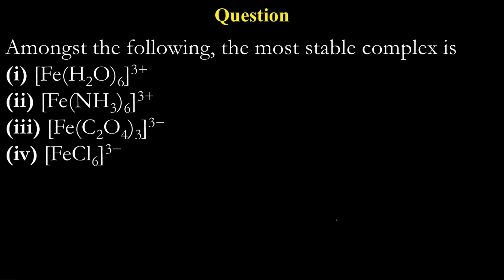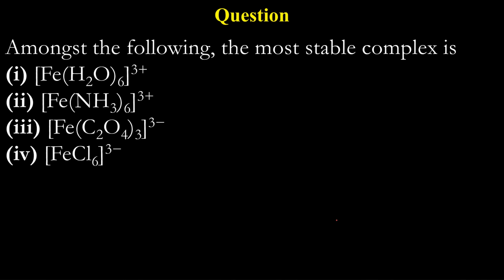Next is, amongst the following, the most stable complex is. Now you will use that, as I said, that question is asked as an MCQ type question. You will tell me by using those concepts whether higher oxidation state is applicable, whether basic ligand is applicable, whether chelate ligand is applicable, whether a smaller central metal atom is applicable. Are you getting it? We talked about it. Just think about it. It's basically a very, very easy question. Which one will be most stable?